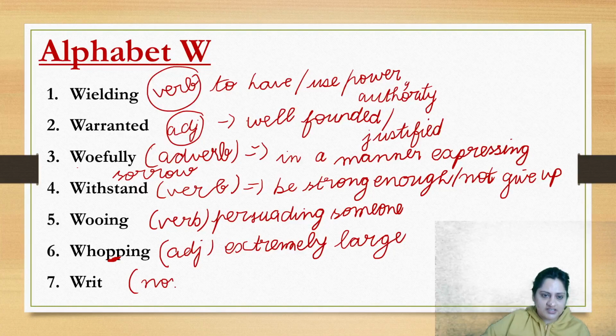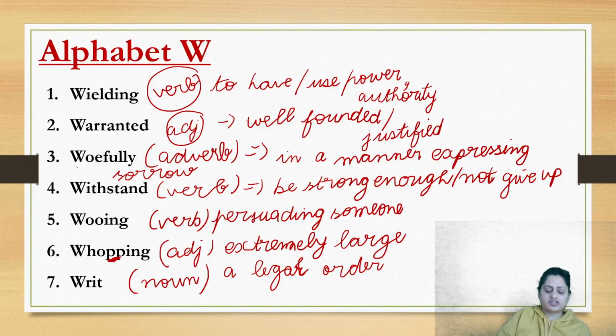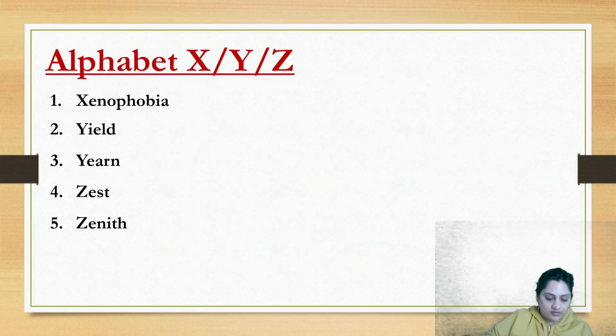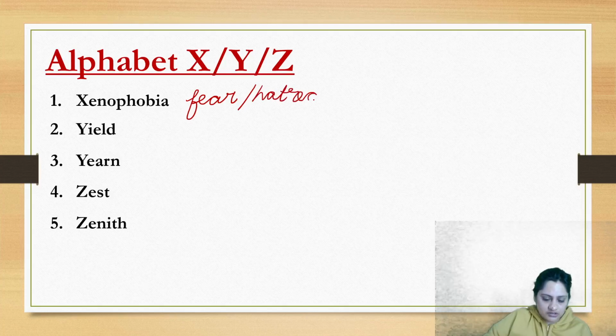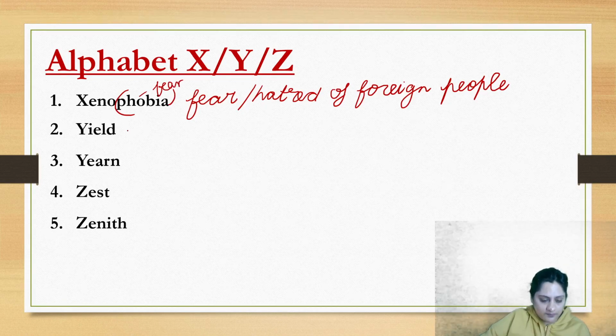Okay. Writ is a noun. It is the short form of written, a legal order to do or not to do something by a court of law. In articles, we read it this way only, WRIT, a legal order by the court of law. Xenophobia, I think we have recently done this word. Fear or hatred of foreign people, foreign culture, of strangers. Phobia means fear, xenophobia.